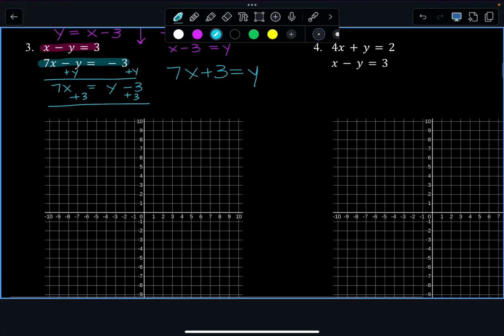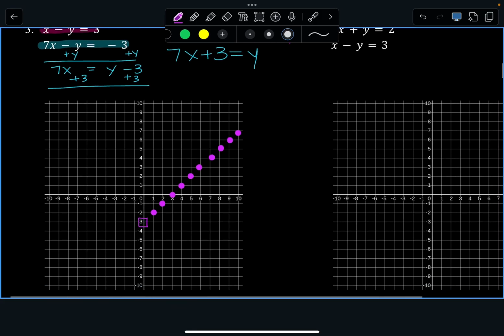All right, now time to actually graph it. My starting point for the top one is down 3. And my slope is 1 over 1. I'm going to go up 1 over 1. I can also go down 1, left 1. And connect with a straight line.